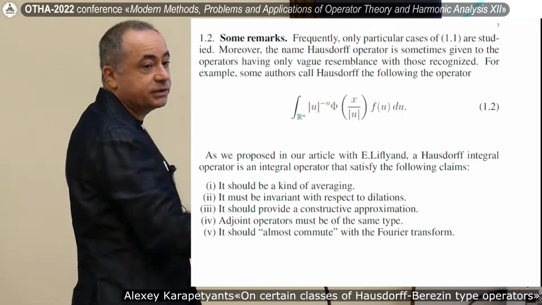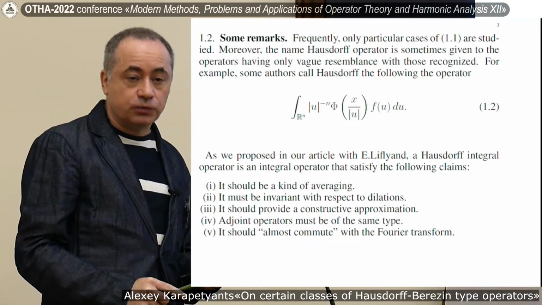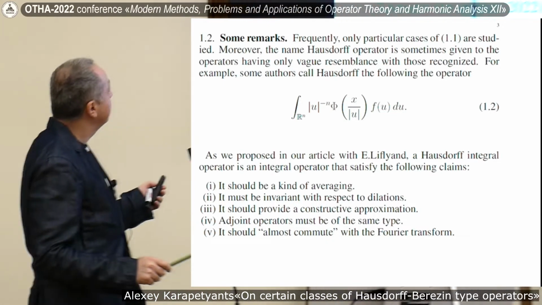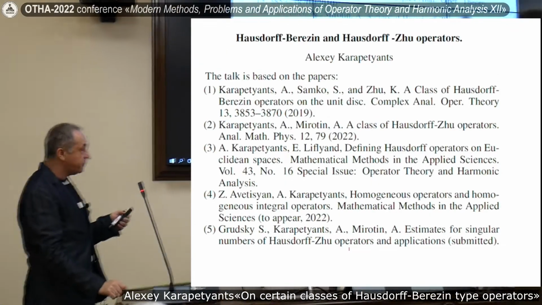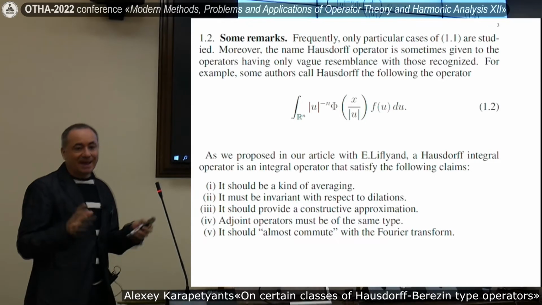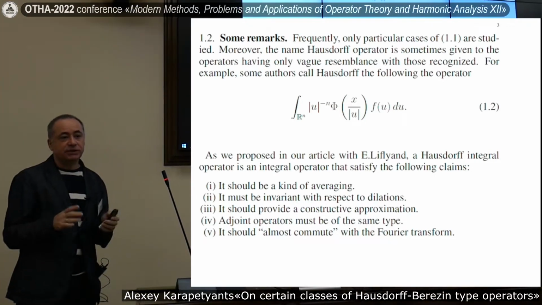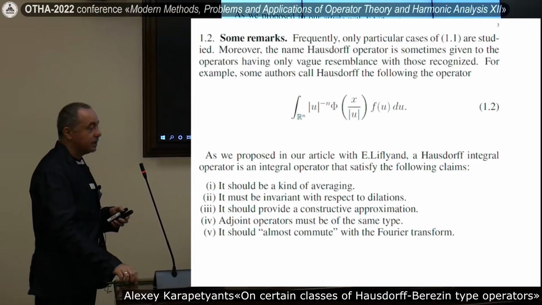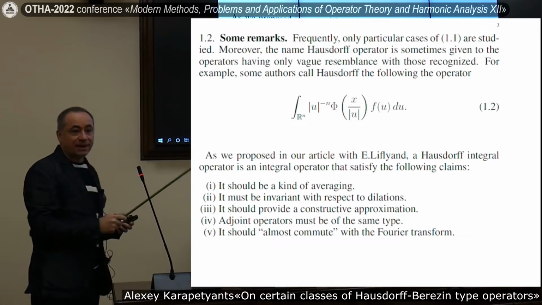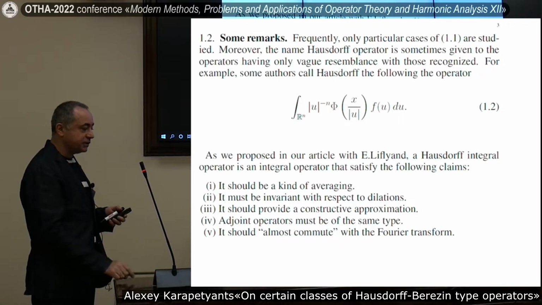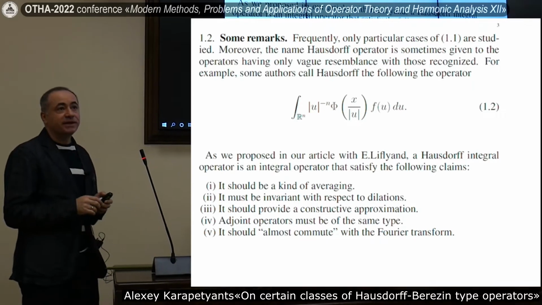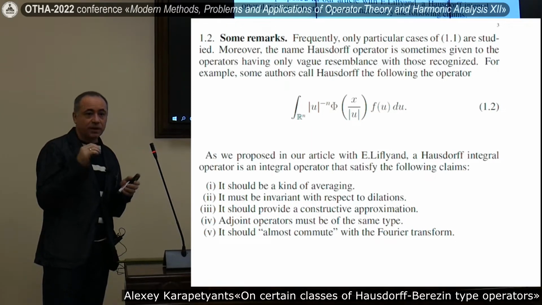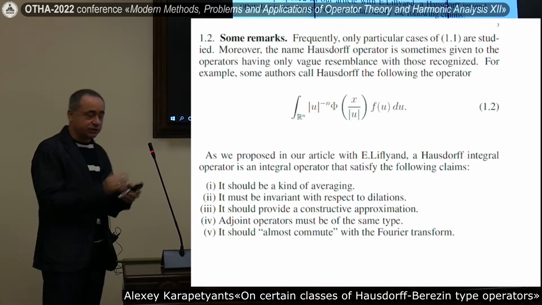Sometimes people call an operator of type 1.2 a Hausdorff operator, but this is not true. This is exactly an operator with homogeneous kernel. And maybe because of this reason, in the third paper with Liflyand, we tried to put conditions such that these conditions will somehow describe Hausdorff operators. You can read these conditions. All these conditions are supported by examples in our papers, but this paper is not an ideal paper. We do not always have the criteria. Sometimes we have just a suggestion or support by examples.